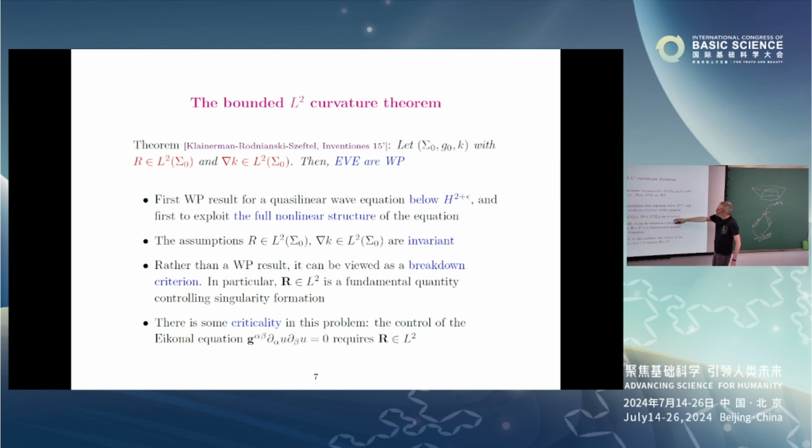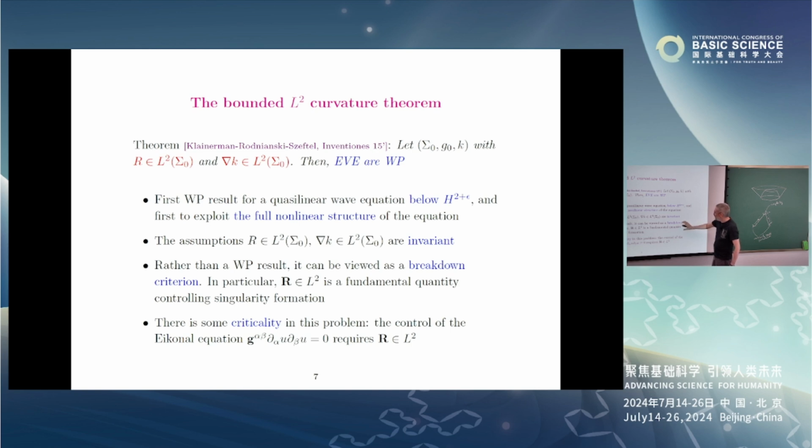Let me also comment on the fact that the assumptions here are invariant. This is always important when you work with Einstein equations. These assumptions do not depend on coordinates because the curvature tensor, the L2 space, and the covariant derivative of K are all invariant objects, which means that you can use this theorem in your favorite coordinate system. You don't have to stick to coordinates tied to these results. This is of course not the case for the space H2 plus epsilon, which requires fixing a coordinate system from the start.